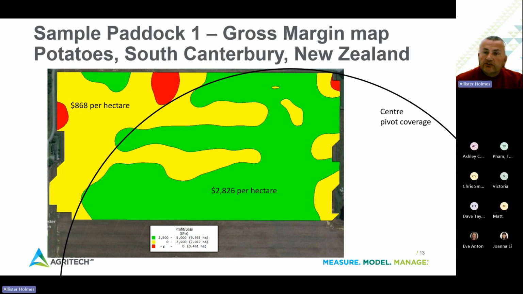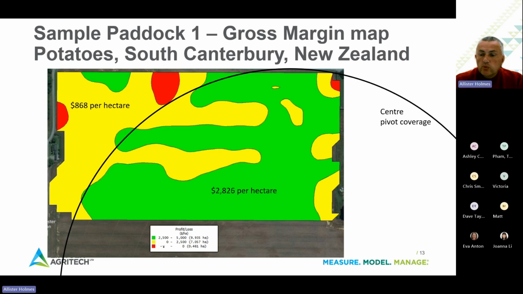And in this example, the whole paddock was 17.5 hectares, and the gross margin over that whole paddock was $2,419 per hectare. But if they took the gross margin of the 13 hectares onto the centre pivot, that was $2,826 per hectare. So effectively, the centre pivot covered area of crop was producing nearly 20% more profit per hectare than the area of the paddock outside the pivot.